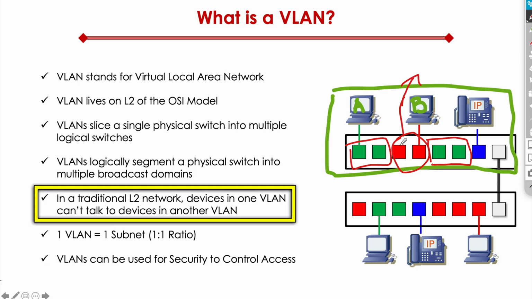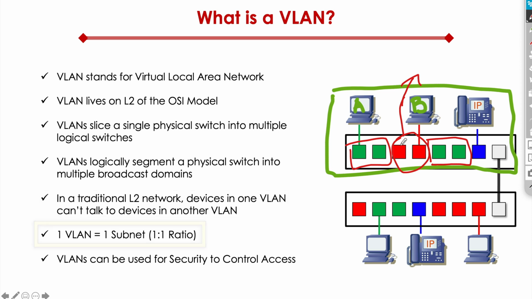And in a traditional layer 2 network, devices in one VLAN can't talk to devices in another VLAN. Also, one VLAN equals one subnet. That's a one-to-one ratio. So when we talk about IP addressing later, when we discuss layer 3, that's section 3 of the course, you'll get to learn what that means. But just remember that one VLAN equals one subnet at layer 3.